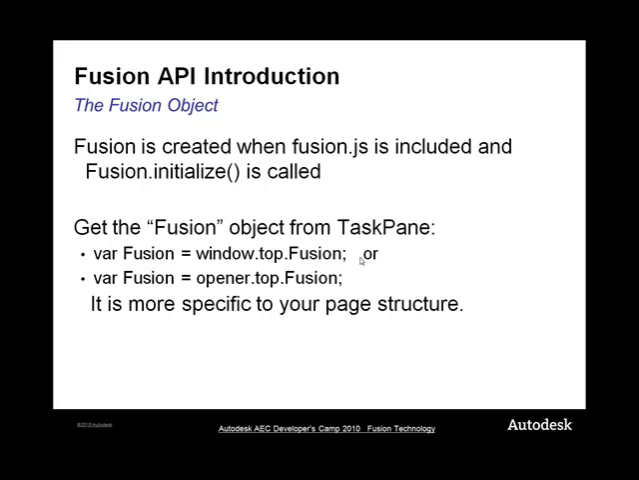Now let's look at the Fusion Viewer API. The global Fusion object is created when you include the fusion.js in your pages and initialize your application by calling the fusion.initialize. We can get the Fusion object by calling the following code streams. It is more specific to how your page is organized.